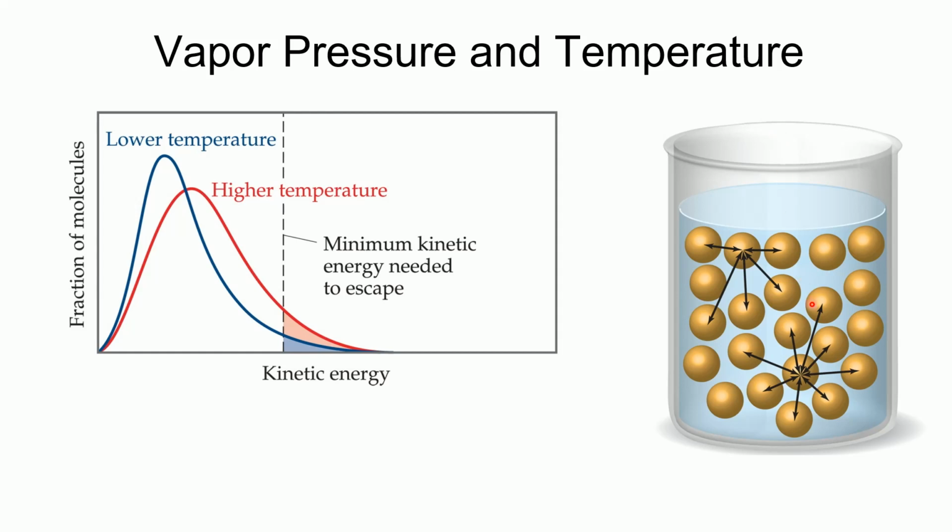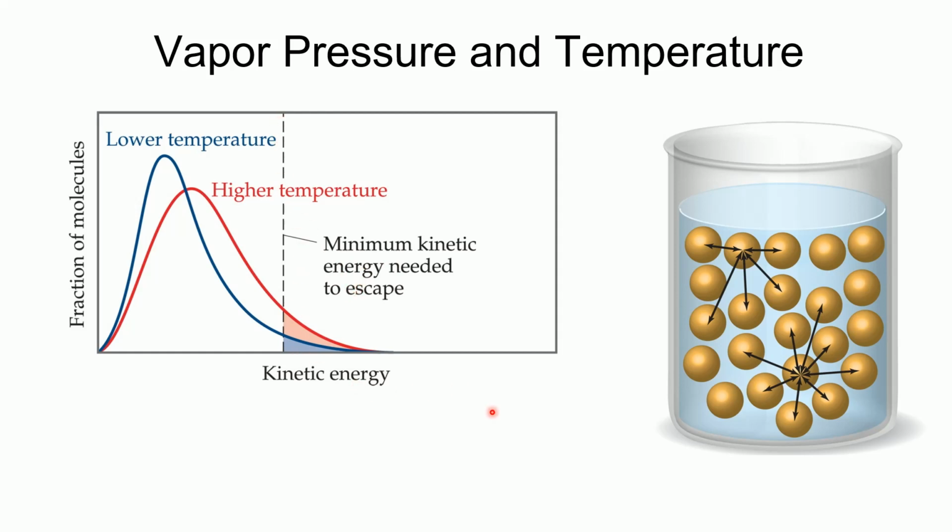Now, it turns out it's going to be the fastest molecules that can do that. Slow molecules aren't going to have enough energy to get out of there, so only the fastest molecules will do that. As a consequence, we'll find that the temperature of this liquid will decrease. We call that evaporative cooling, which is kind of a cool concept. So the amount of energy that's required to escape is this energy here, the minimum kinetic energy needed to escape. It's this dotted line on this graph.